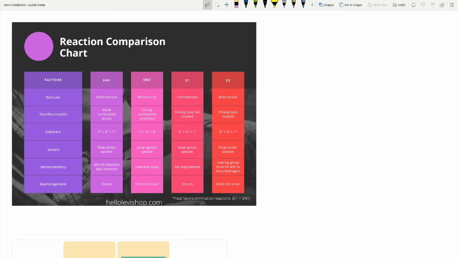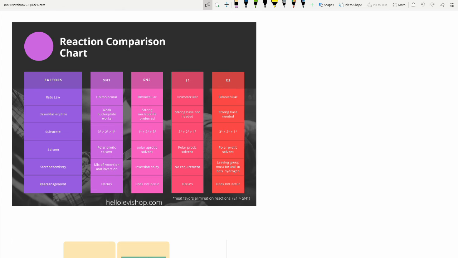With E2 reactions, however, the coplanar arrangement of the orbitals, when the beta proton and the leaving group are anti to each other, meaning 180 degrees from each other, the reaction occurs much faster. The transition state is also lower in energy in the anti-periplanar conformation than in the syn-periplanar conformation.